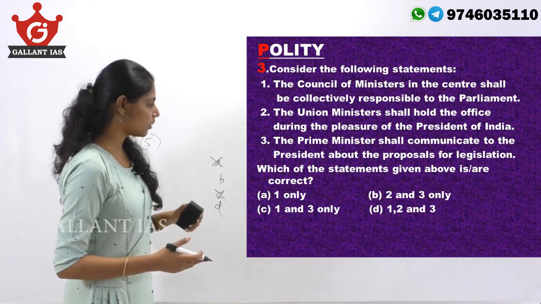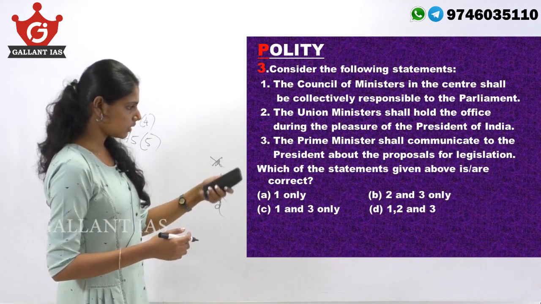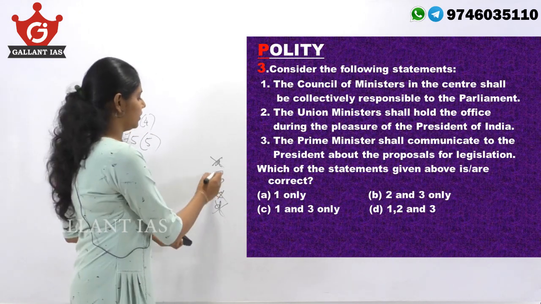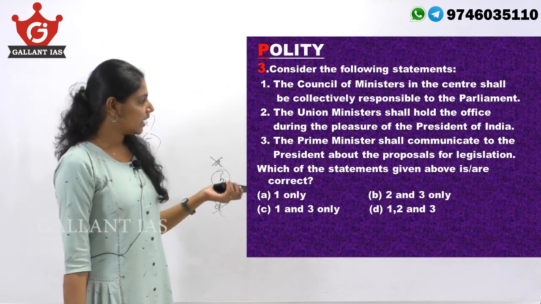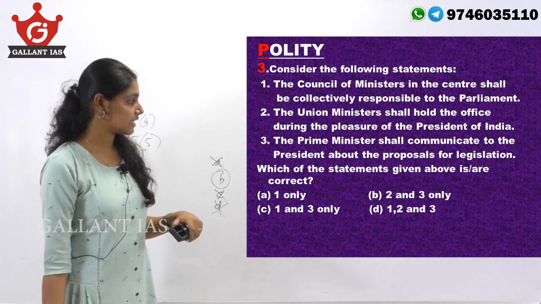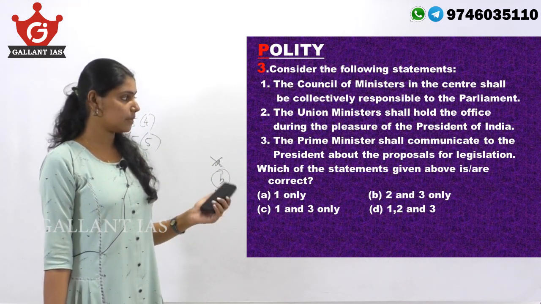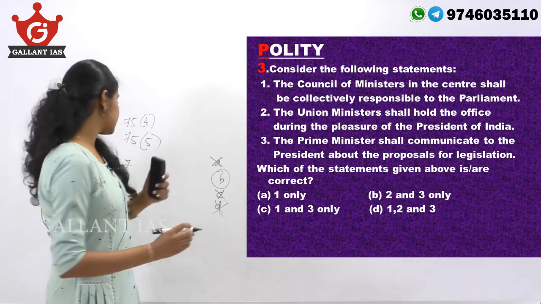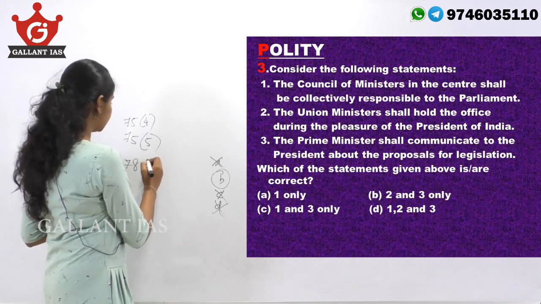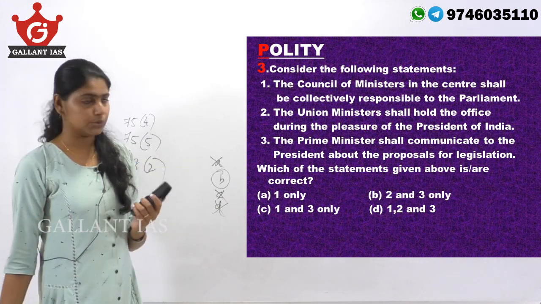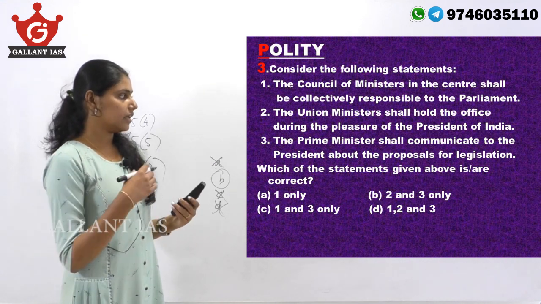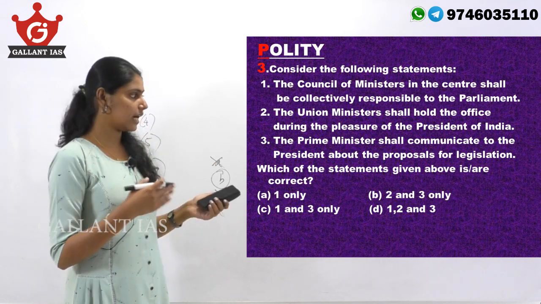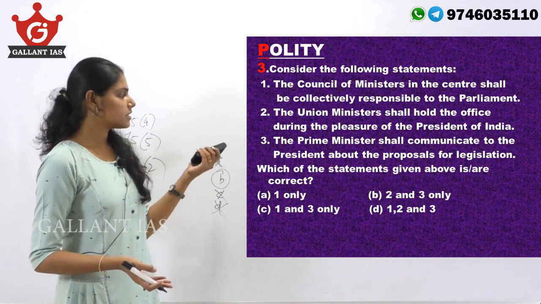So if the first statement is wrong, you can eliminate option D also. So option B is our answer. Anyway, the third statement says the Prime Minister shall communicate to the President about the proposals for legislation. Yes, this is dealt with in Article 78 Clause 2. It says that the Prime Minister shall communicate to the President the information regarding various legislations, etc. So statement 3 is right.